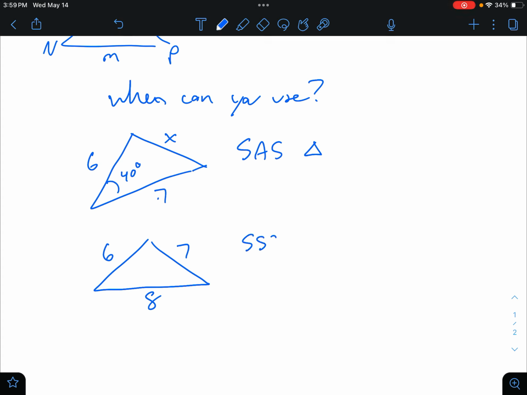This is known as an SSS triangle, which is side, side, side triangle. If you have that scenario, you can also use the cosine law. Okay? You can use the cosine law, and what it'll do is it'll give you an angle. So these are the two exact scenarios.